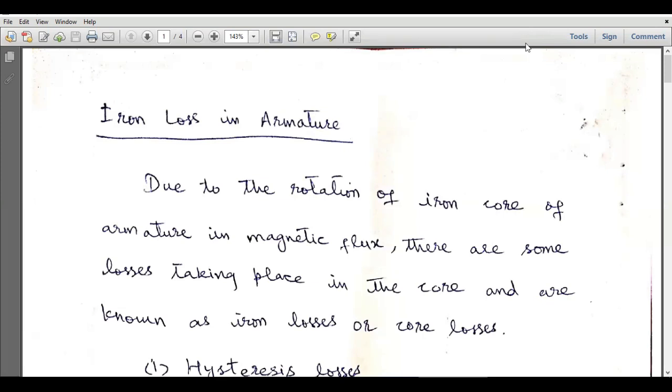Bismillahirrahmanirrahim. In this lecture, I will discuss losses in DC machines and the efficiency of a DC machine. So, there are three types of losses in a DC generator or a DC motor.